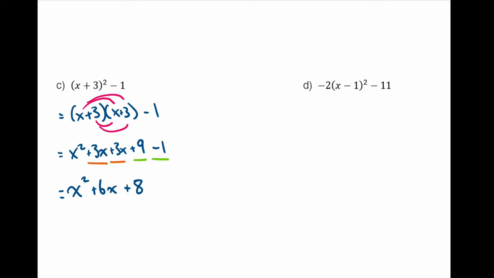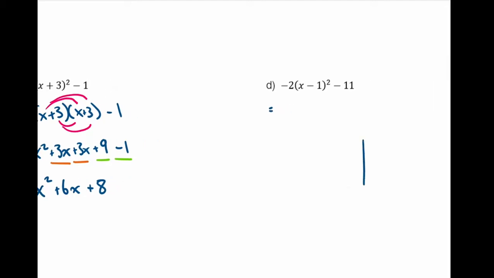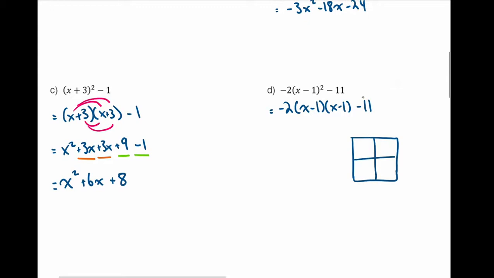D is again a little bit more confusing. I am going to use the box method for this one, but before I can do that, I have to do some things first. So this can be rewritten as negative 2 times x minus 1 in brackets times x minus 1 in brackets, and then minus 11. We saw before with that minus 11 that all we have to do is just add that in when I'm collecting my like terms.